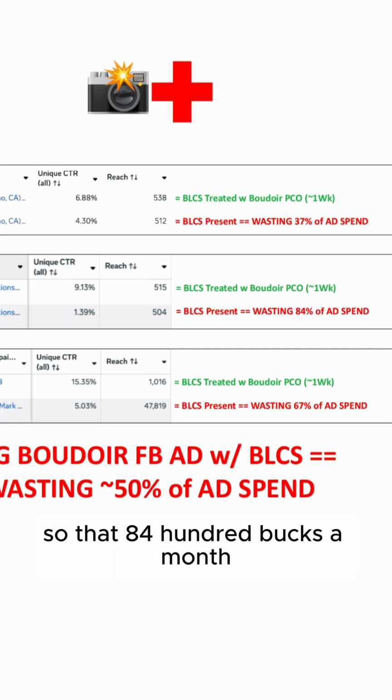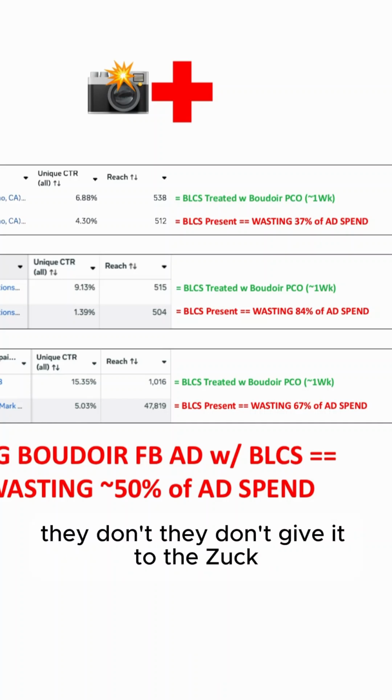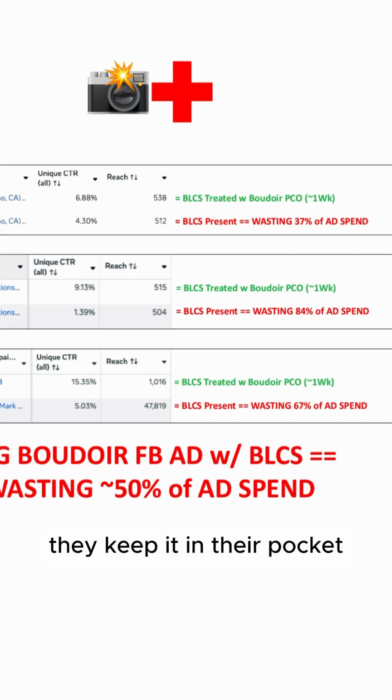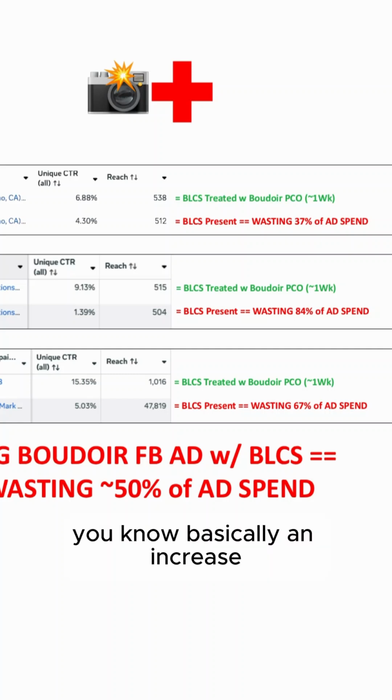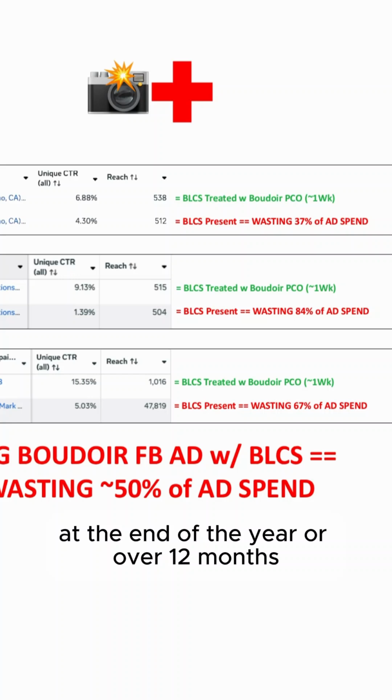So that 8,400 bucks a month that no longer has to be spent, the Boudoir photographer pockets it. They keep it in their pocket. They don't give it to the Zuck. They keep it in their pockets, kind of like an $8,400 a month phantom bonus. Basically an increase, like a 100K bonus increase at the end of the year, or over 12 months.